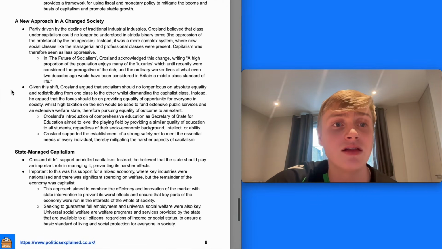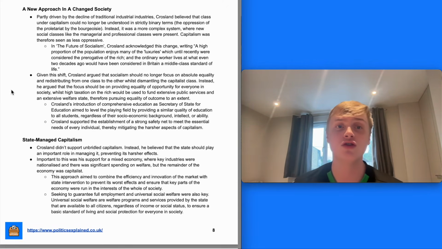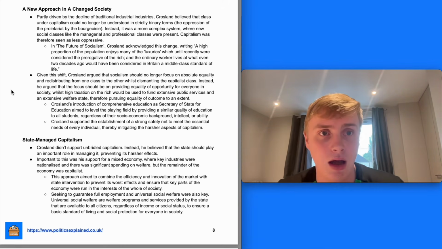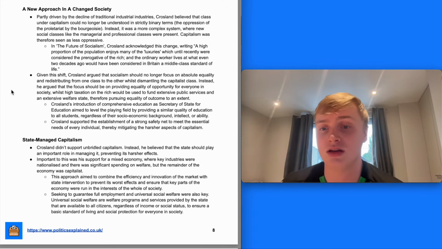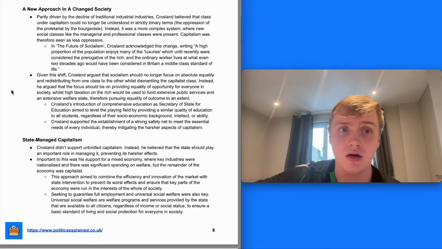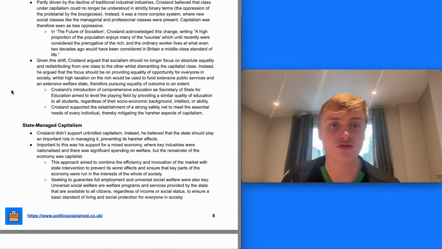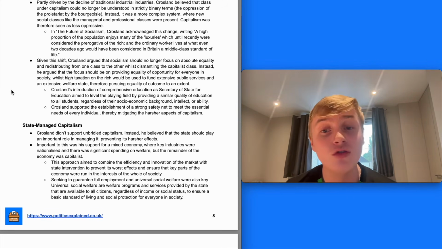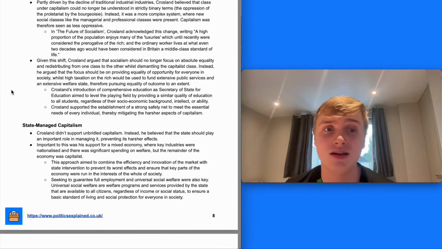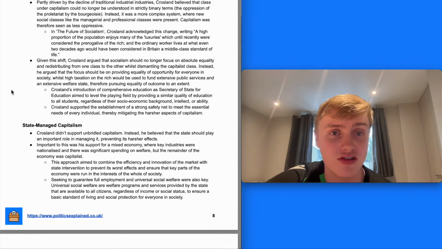And partly driven by the decline of traditional industries, Crosland believed that class under capitalism could no longer be understood in strictly binary terms, like revolutionary socialists did, and Marx in particular. So revolutionary socialists believed that society was defined by binary oppression of one group by the other, of the proletariat by the bourgeoisie. And he believed that actually, when he was writing, it's a more complex system, when new social classes like the middle class, managerial class, professional classes were present, and capitalism is less oppressive and less seen in terms of this binary oppression.